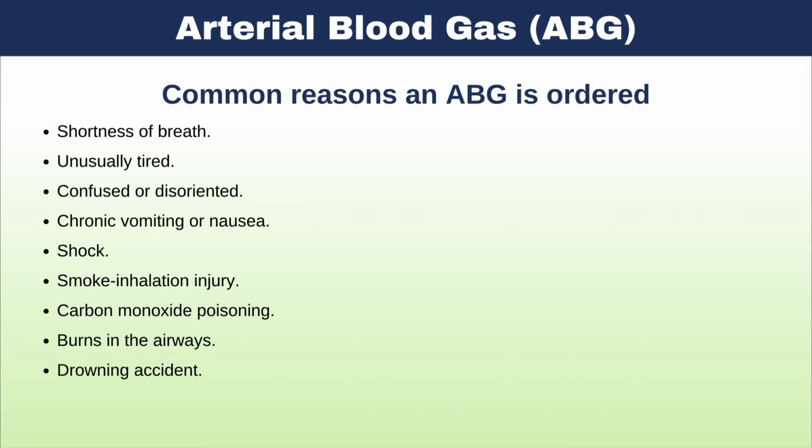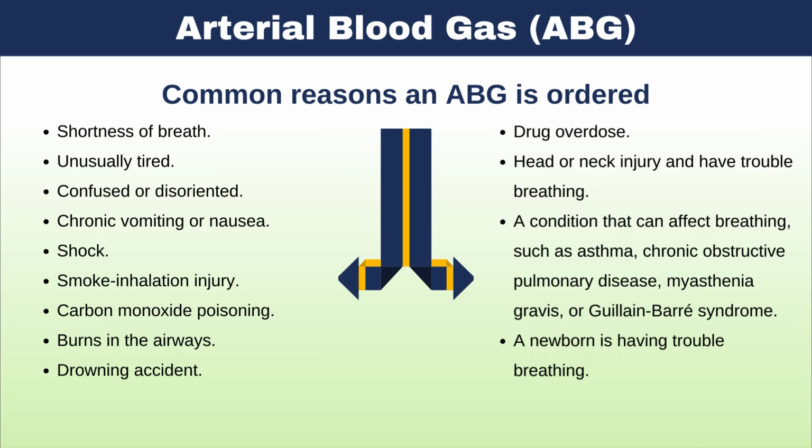Some of the more common reasons an ABG is ordered are shortness of breath, unusually tired, confused or disoriented, chronic vomiting or nausea, shock, smoke inhalation injury, carbon monoxide poisoning, burns in the airways, drowning accident or decompression sickness, drug overdose, head or neck injury with trouble breathing, a condition that can affect breathing such as asthma, chronic obstructive pulmonary disease, myasthenia gravis or Guillain-Barré syndrome, and also a newborn having trouble breathing. For such people, we do ABG analysis.